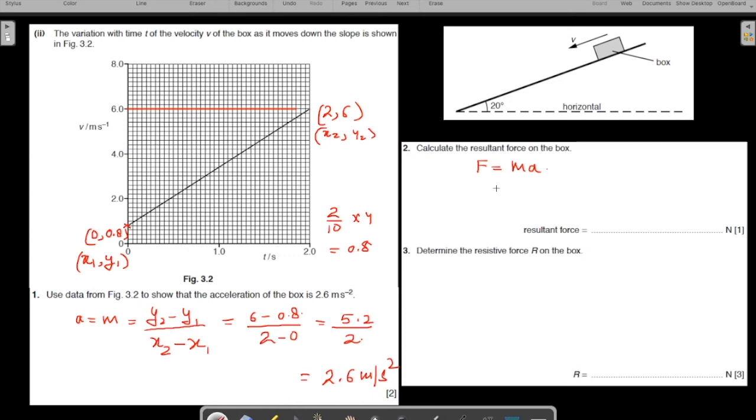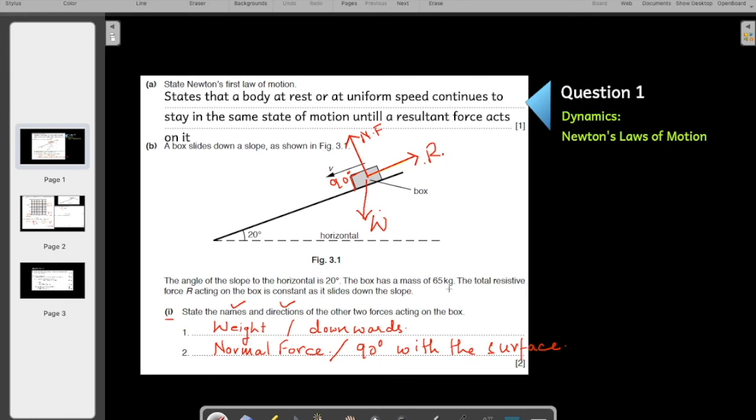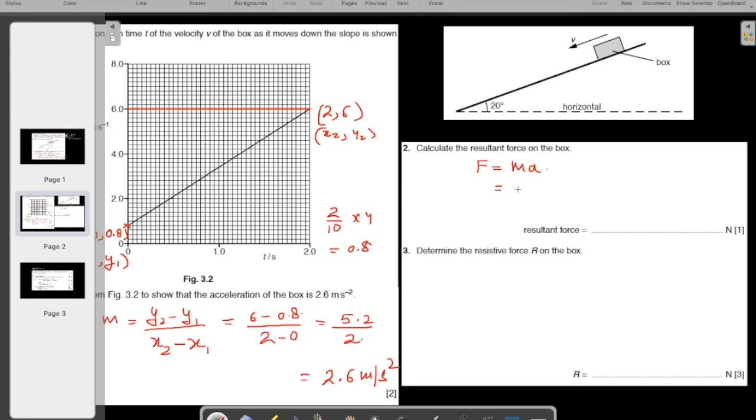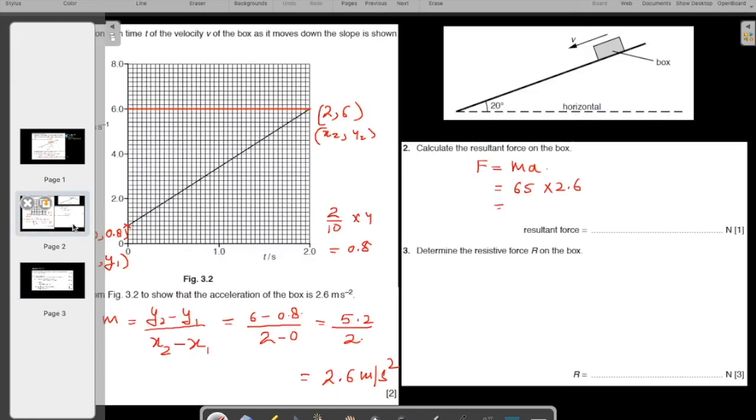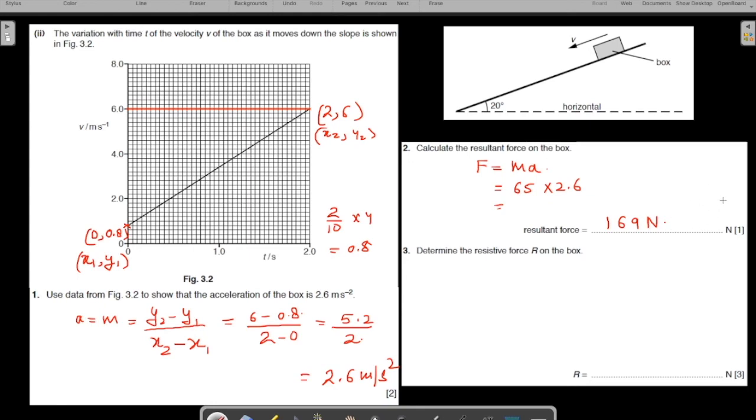Let us substitute the values. What is the mass? Mass is given here. The mass is 65 times the acceleration, 2.6. When you multiply these two numbers, use your calculators now, find the answer and see if you are getting this answer. They have also done the same thing. They have written the formula. Always a good idea to write the formula. Please do not forget it. Multiply the two numbers and you'll get 169. Give yourself 1 mark if your working was correct and if you got the correct answer.